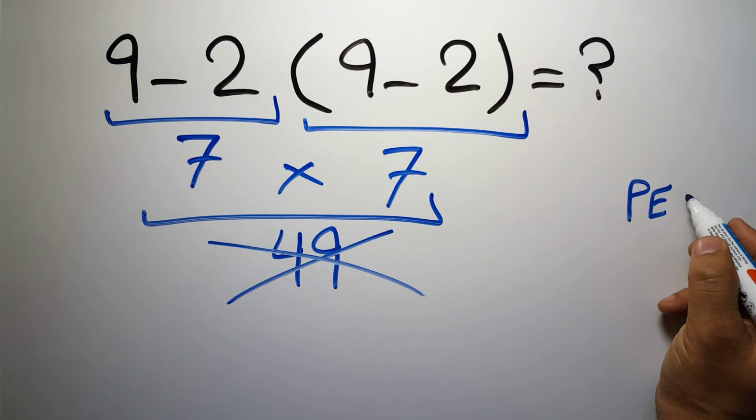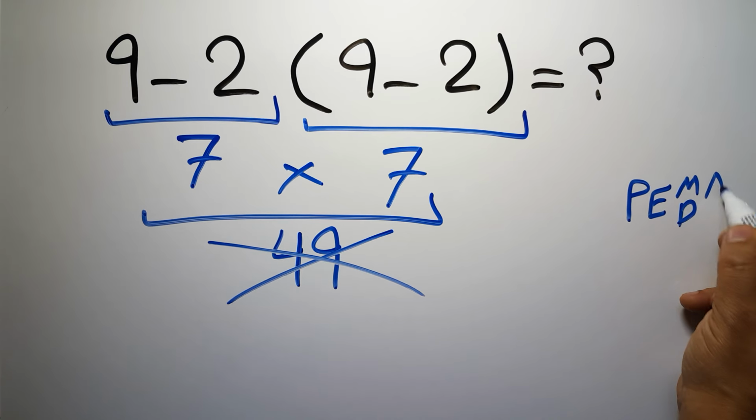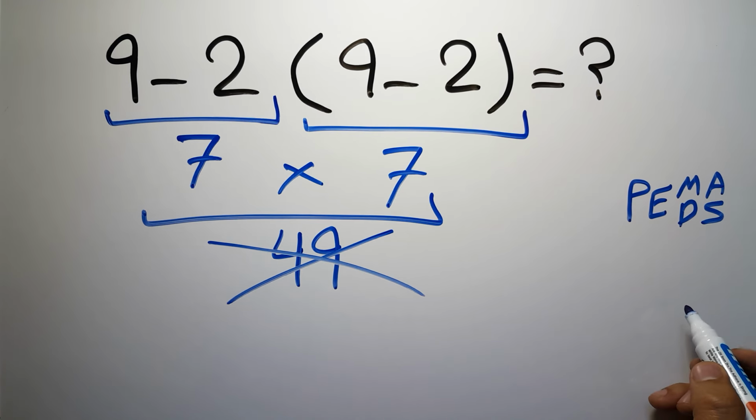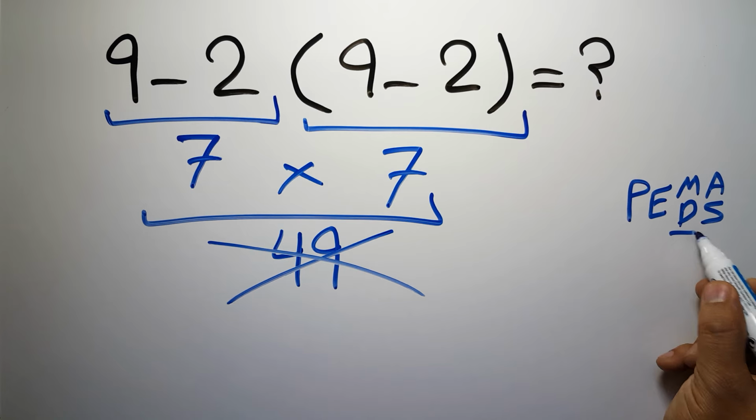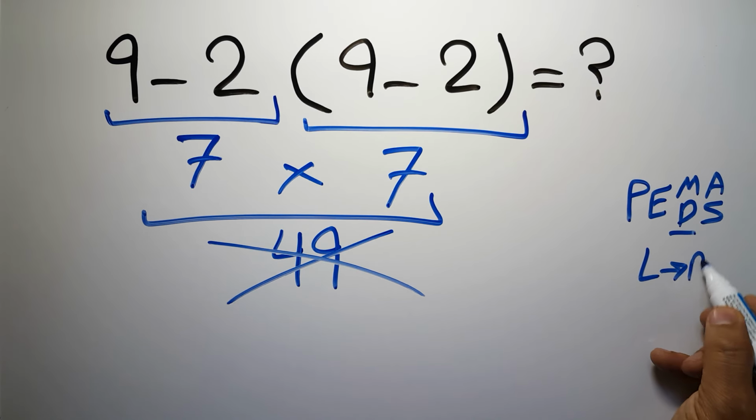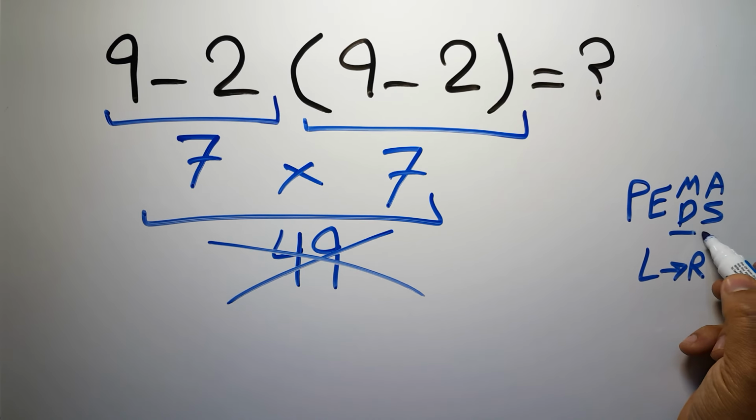then exponents, then multiplication or division, and then finally addition or subtraction. Remember that multiplication and division have equal priority and we have to work from left to right. And the same applies to addition and subtraction.